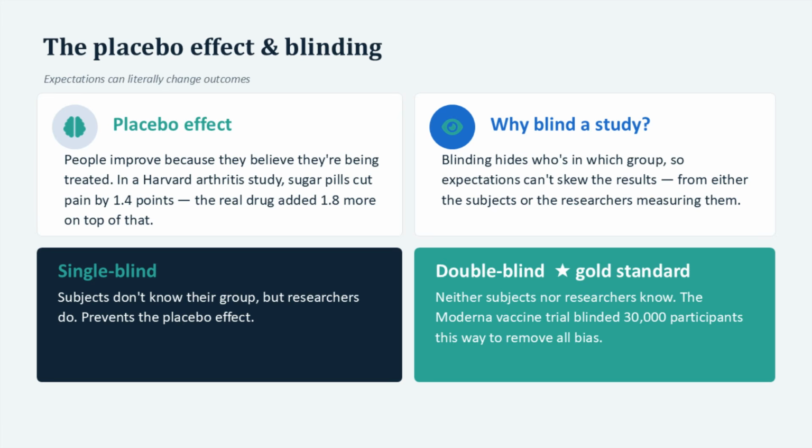So the big idea here is simple. Placebo effects are real. Expectations can matter. And blinding helps us separate the true effect of a treatment from the effects of belief and expectation. All right, so now we've covered the major pieces of designing a strong experiment. The next question is, how do we actually choose the people we're going to study in the first place? And that's where we're heading next.